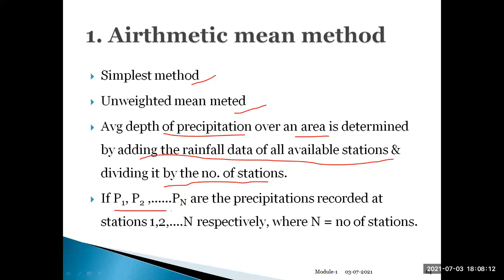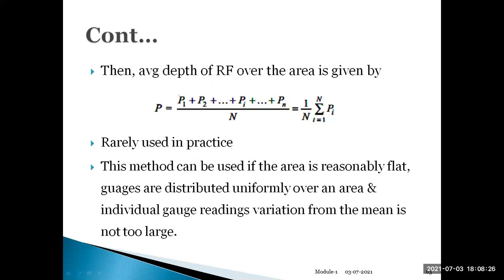For example, if P1, P2 up to Pn are the precipitation recorded at stations 1, 2 up to N, where N is the number of stations, then the average depth of rainfall is calculated as P1 plus P2 up to Pn divided by N, which is the number of stations, like how you usually take the average. So P is equal to P1 plus P2 up to Pn divided by N, or 1 by N into summation of i equals 1 to N of Pi. This is the formula to calculate average depth of rainfall using the arithmetic average method.